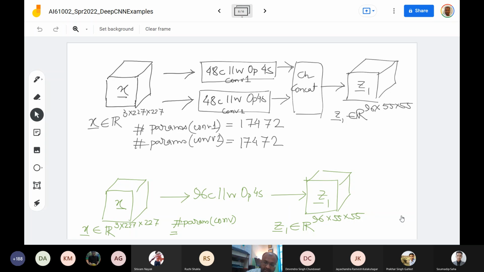So what will it be for my other network in green? 34944. It's 34944. This is my answer. Okay. Now tell me something. Is the total number of parameters the same in both the networks? Yes, sir.